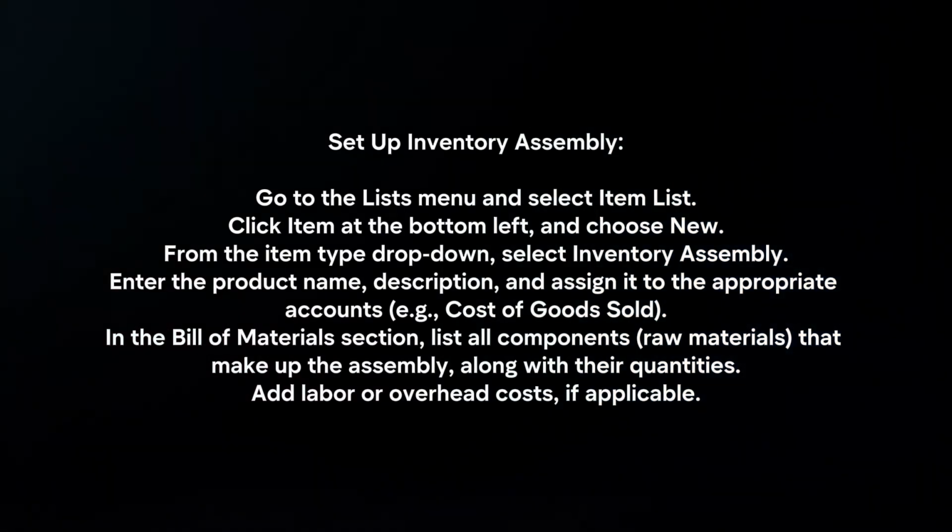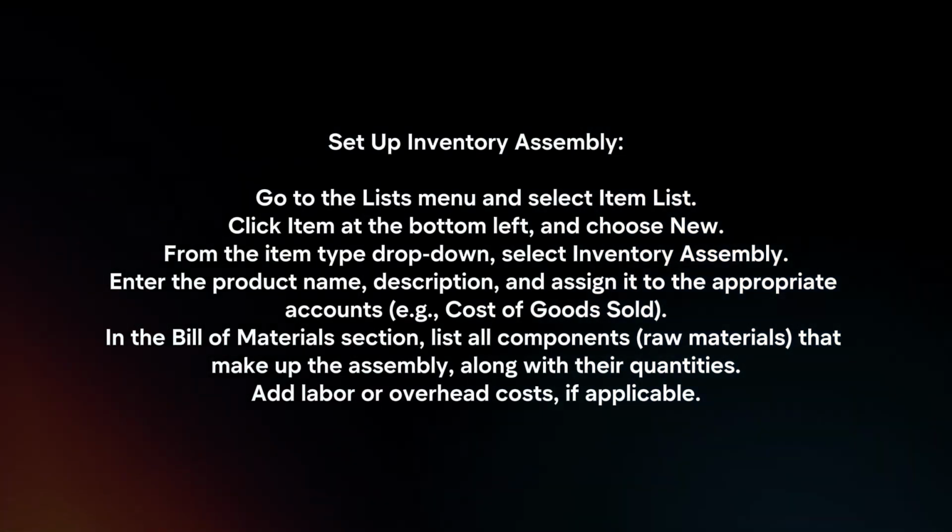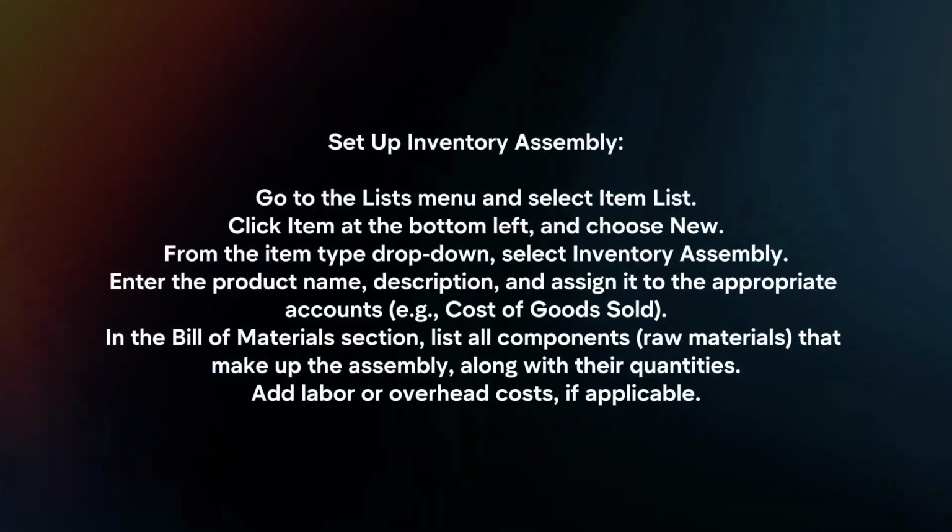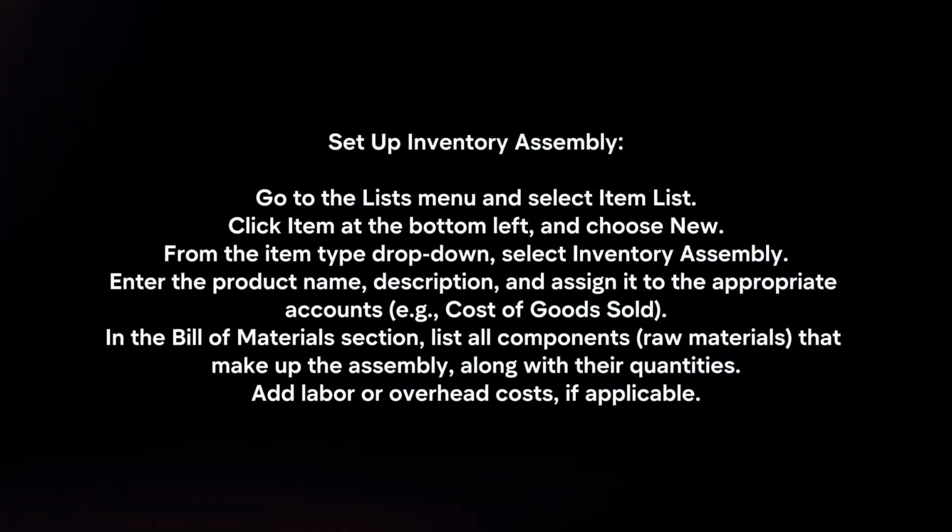In the Bill of Materials section, list all components that make up the assembly, along with their quantities. Add labor or overhead costs if applicable.